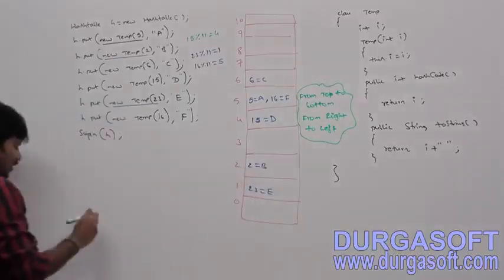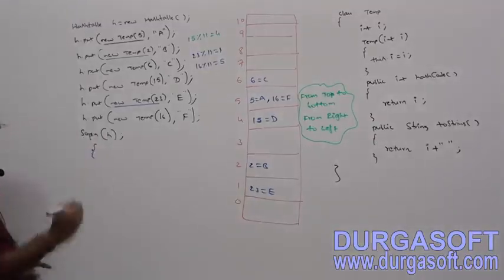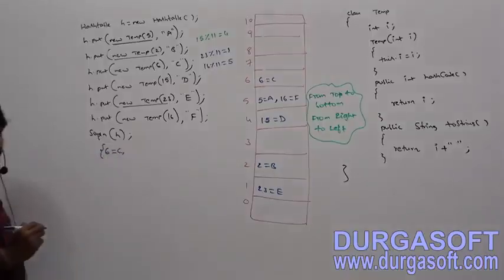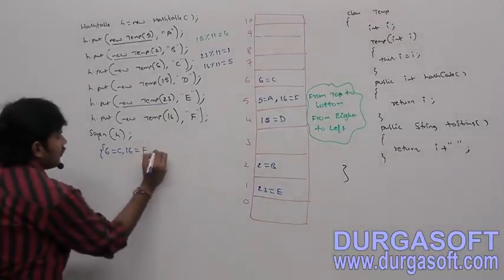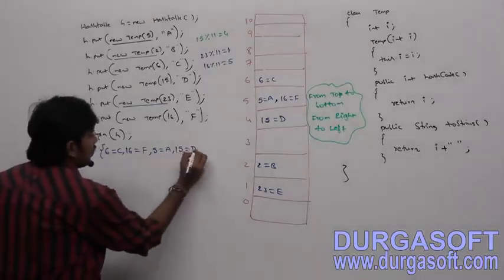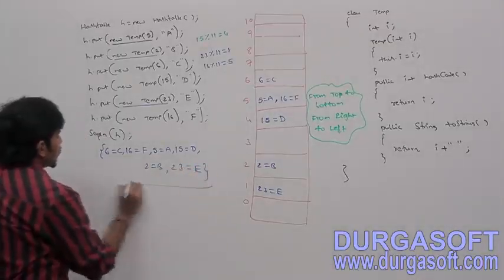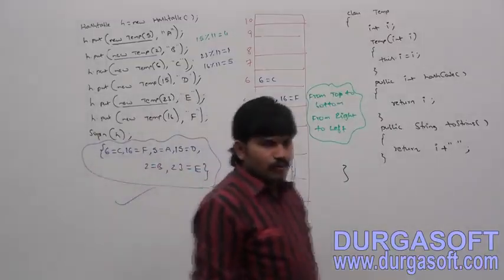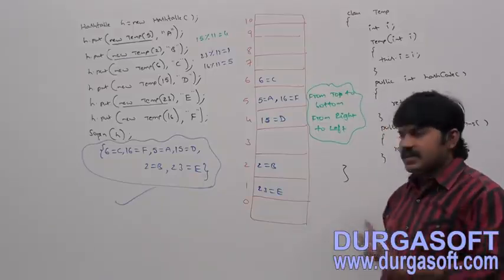Now, can you tell what the output is if I take System.out.println of h, in curly braces? 6=c, 16=f, 5=a, next 15=d, next 2=b, 23=e, like this. Are you getting it? This is the output we are going to get. So this is practical proof of how the entries are saved based on the hash code of keys. Is it clear for all of you?